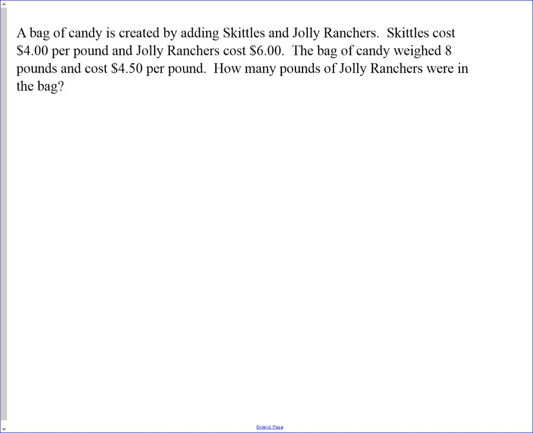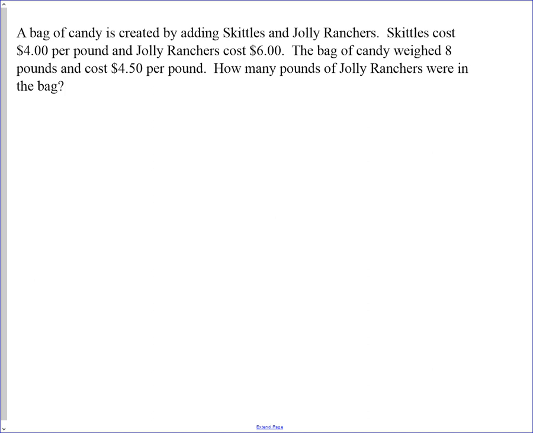This is another example of a mixture problem where this time instead of mixing things into a solution, we're actually mixing two different types of candy into a bag that will be priced based upon how much of each type of candy is in there. So this time, when we write out an equation, we're going to write out an equation that represents the price of each of the amounts of candy used on one side, and then the total price used.